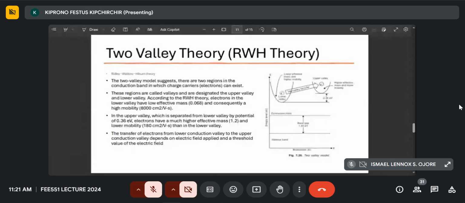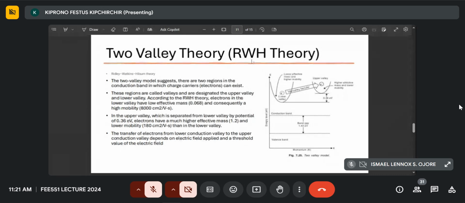As I said earlier, the upper valley is normally unoccupied at low electric fields because it requires so much energy. In this case, the 0.36 electron volts is the energy we need to overcome. That's why we don't have many carriers at normal conditions.